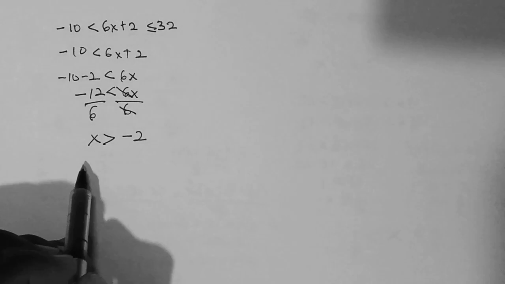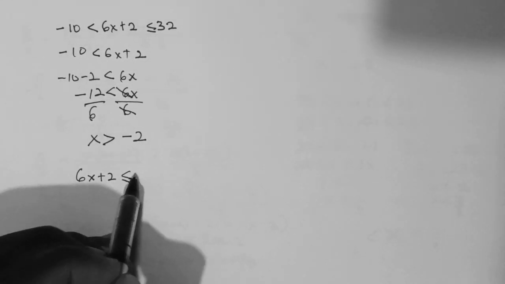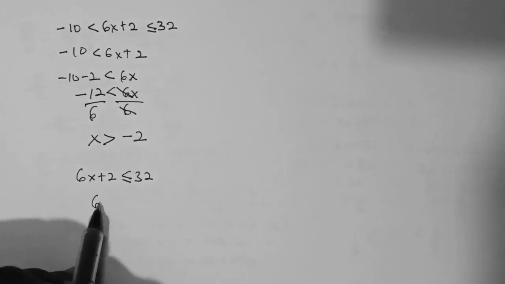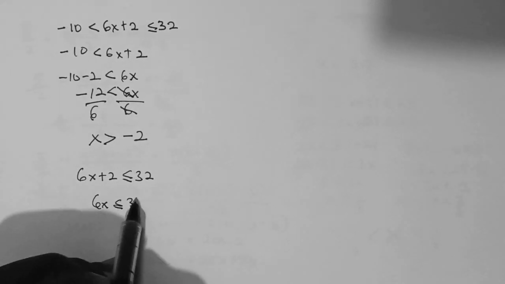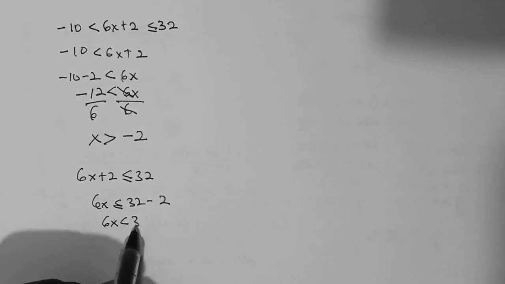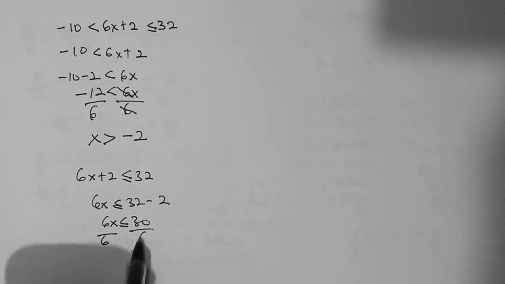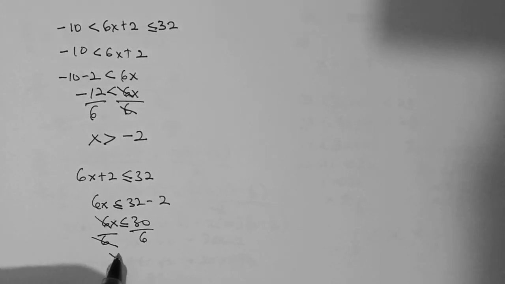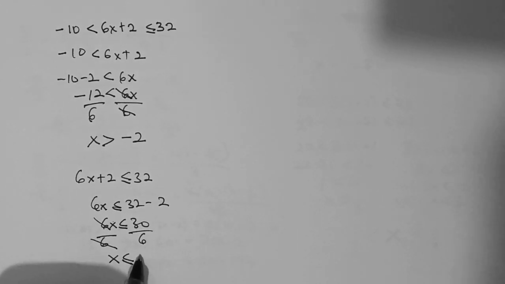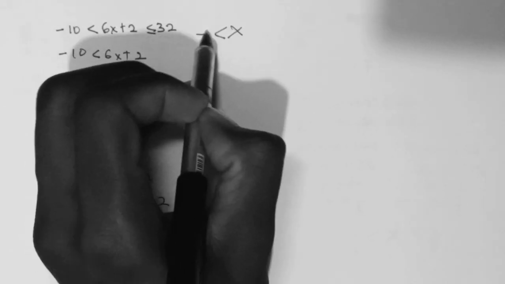Then let's take the other aspect, which is 6x plus 2 less than or equal to 32. So 6x is less than or equal to 32 minus 2. So 6x is less than or equal to 30. Let's divide through by 6. We find out that x is less than or equal to 5. So at the end of the day, x is greater than minus 2, but less than or equal to 5.